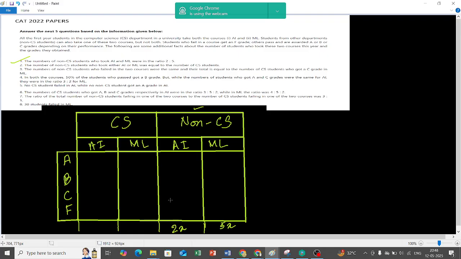Is that all right, this particular information? Yes, sir. The number of non-CS students who took AI and ML were in the ratio 2:5. So 2x and 5x.